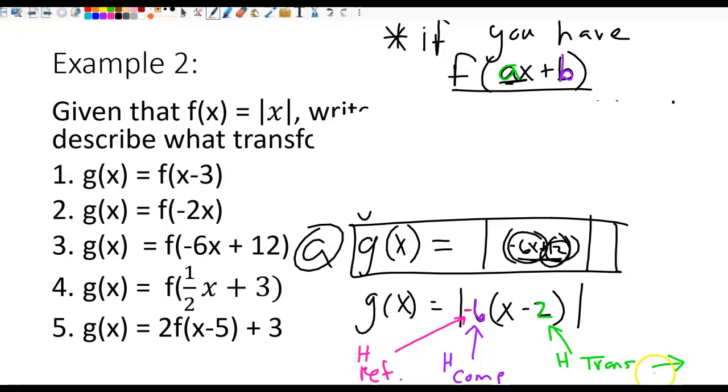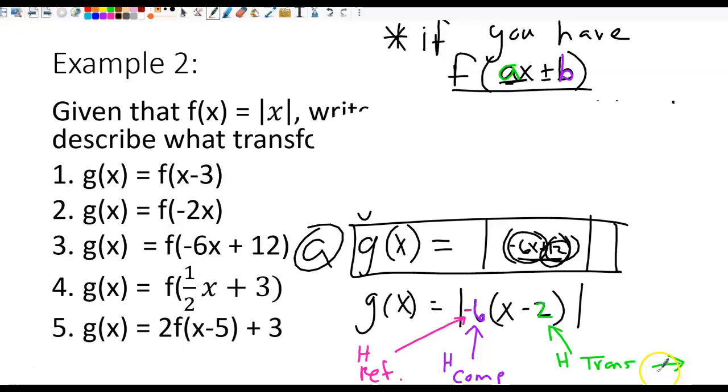So I want to remind you guys of this little note up here. If you ever have in the parentheses a number multiplying the x, and a b, a number being either added or subtracted, it doesn't matter if it's positive or negative, you have to factor the a out. Divide the number in front of the x out of both terms within the parentheses there. And that way you will accurately see the transformations.